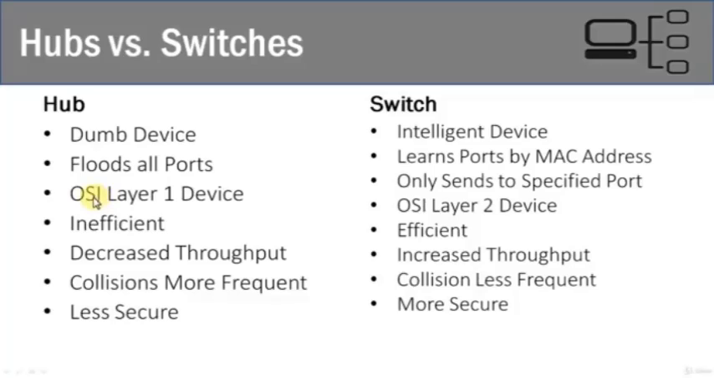Hubs are operating in OSI layer 1, whereas switches operate on layer 2, but they can also operate, and I'm going to put a little arrow right here, they can also operate on the OSI layer 3, which you'll learn in this section as well. Our basic switches operate on OSI layer 2.